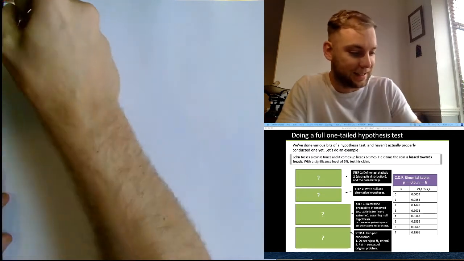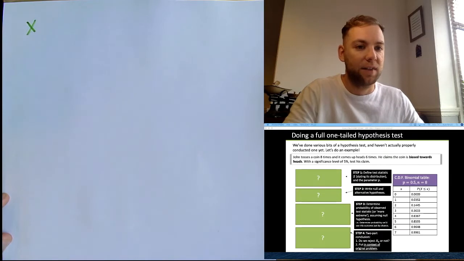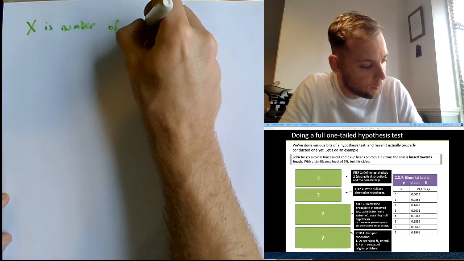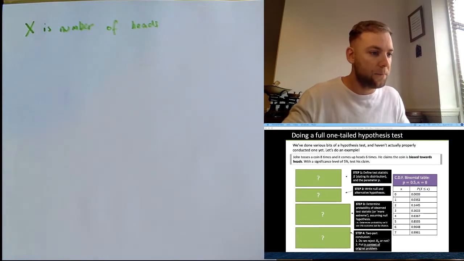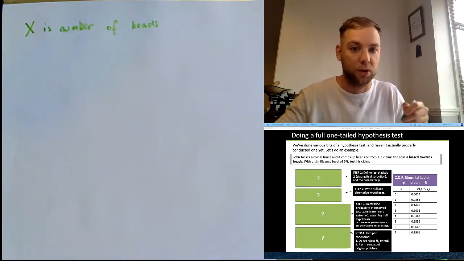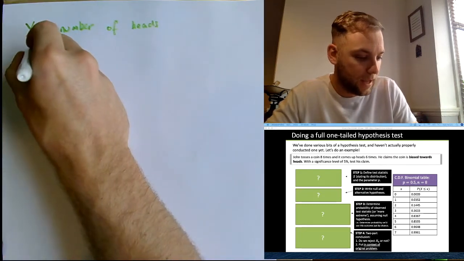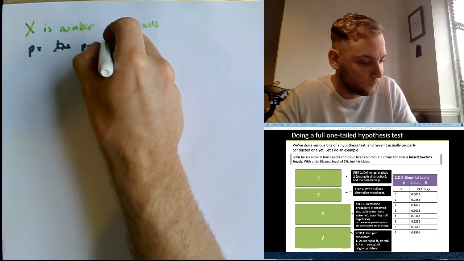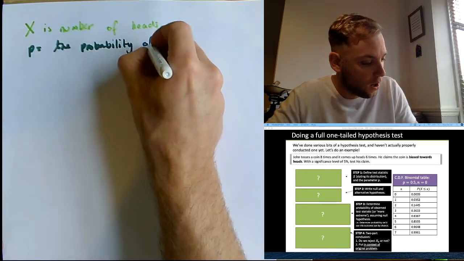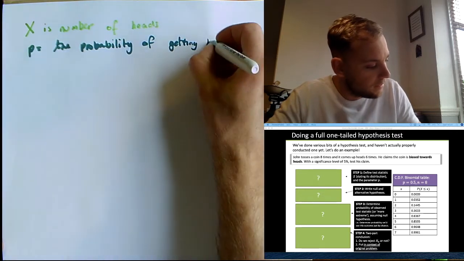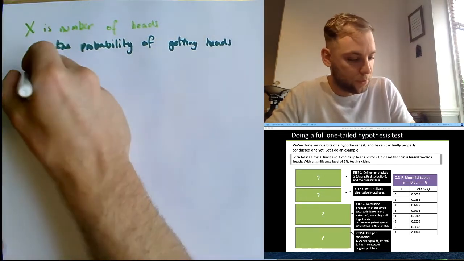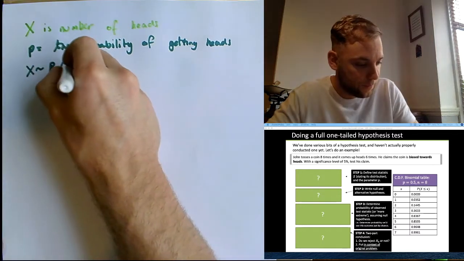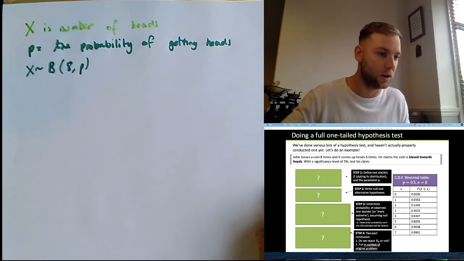In this case, our test statistic is X, where X is the number of heads. We also know that it's a binomial distribution. P is the probability of getting heads. So X follows a binomial distribution. How many times has he done that? He's done it 8 times, and P is the probability of getting heads. That's where we're starting here.